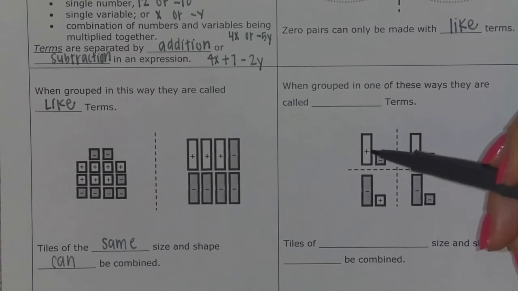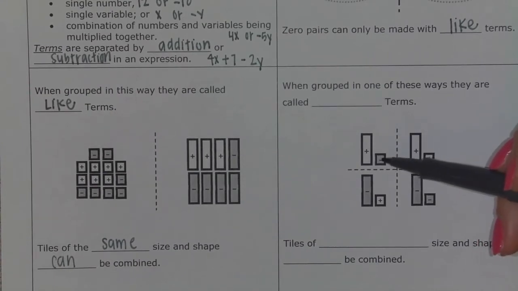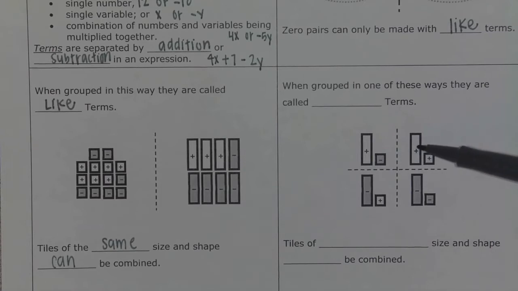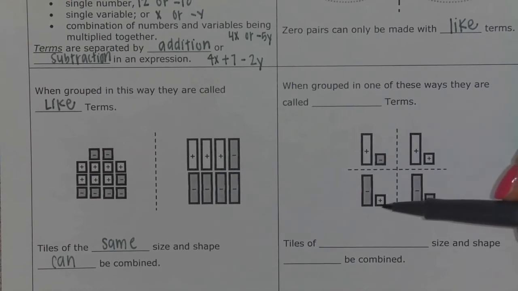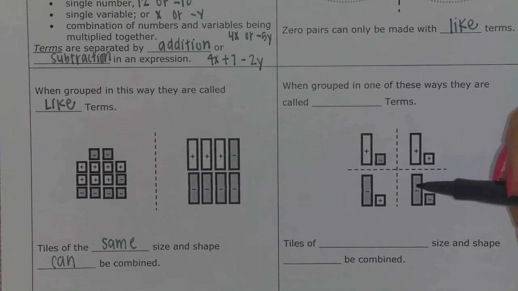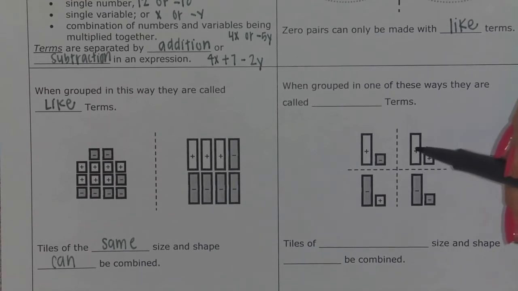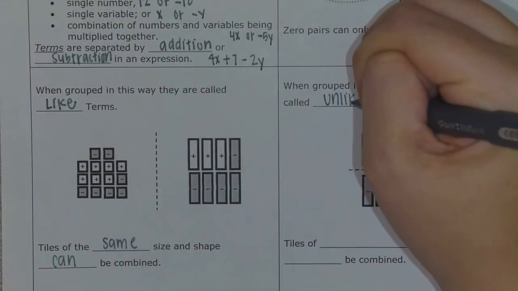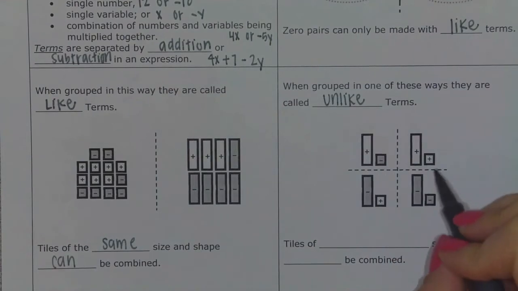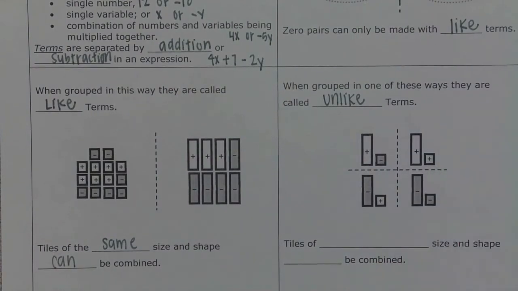This picture has a positive X and a negative unit tile. This picture has a positive X and a positive tile. This one has a negative X and a positive tile, and a negative X and a negative tile. These are all different from each other. This is like having a Skittle and an M&M in the same bag. This is what we call having unlike terms. I've grouped things together that don't belong.